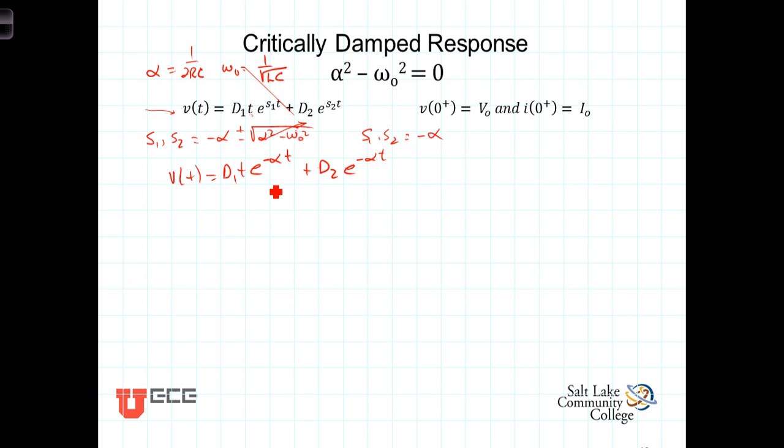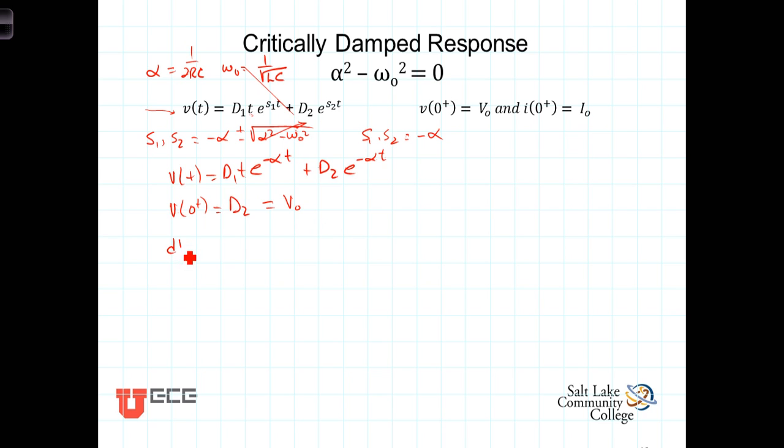We're going to go about it exactly as we have the other times. First of all, evaluating the function itself at t equals 0, we get that v of 0 plus is equal to, now when this t term goes to 0, this entire term goes to 0. e to the minus 0 is 1, and we're left with d2. So our constant d2 is simply equal to the initial voltage on the capacitor.